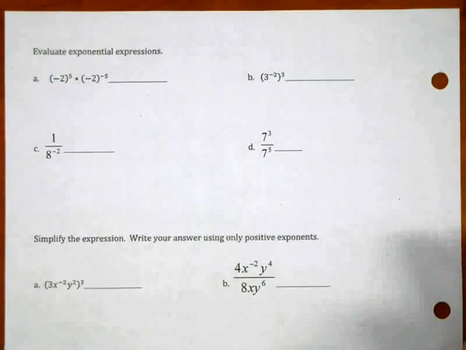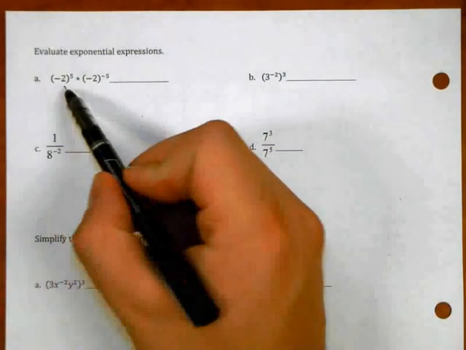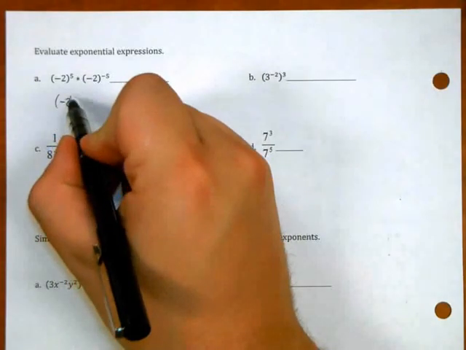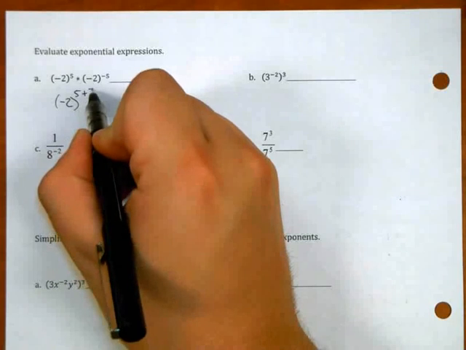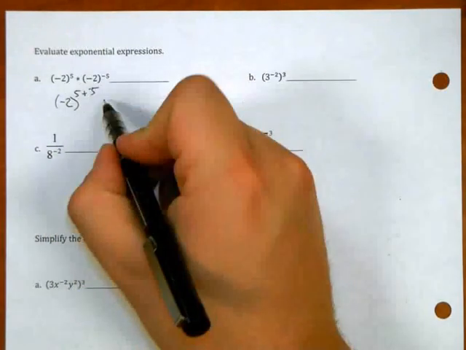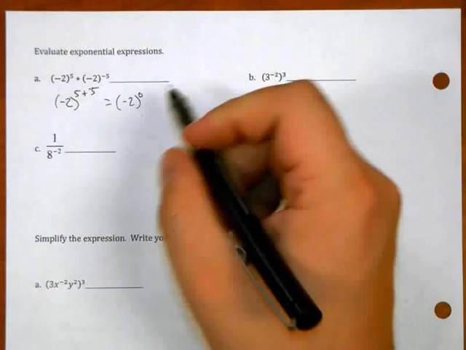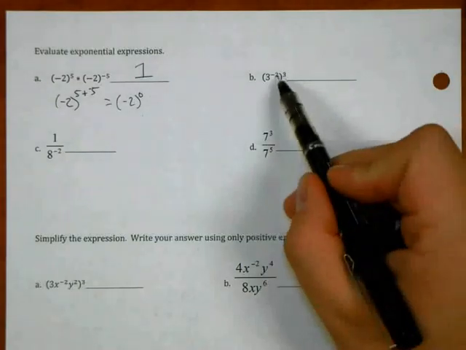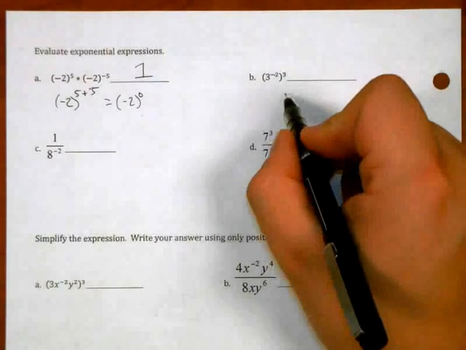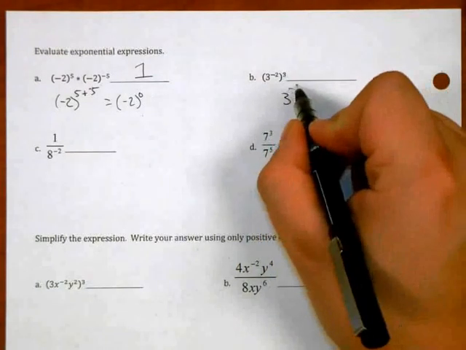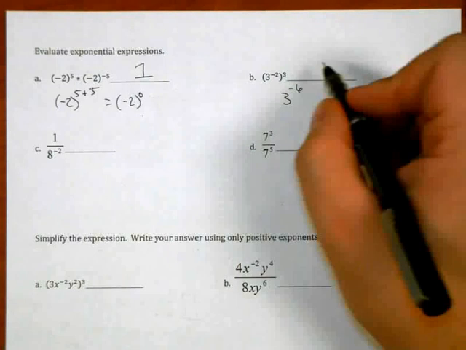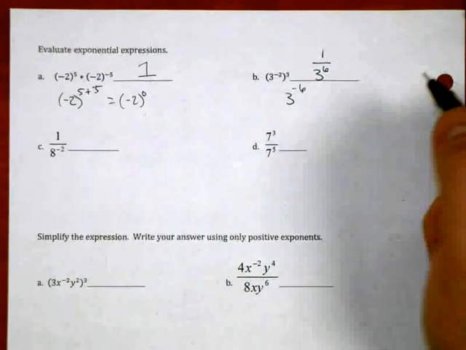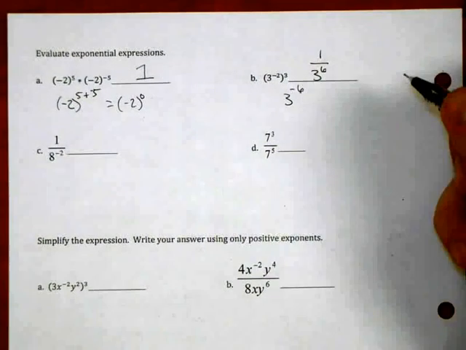Okay, on the second page of the note sheet here, we'll evaluate some exponential expressions. So I have the same base. When I multiply the same base, that means I can have that base to the powers added together. So 5 plus negative 5 is 0. Anything to the 0 power is 1. Powers multiply, so this should be 3 to the negative 6, which is the same thing as 1 over 3 to the positive 6.